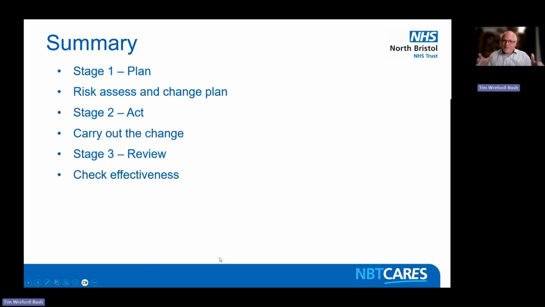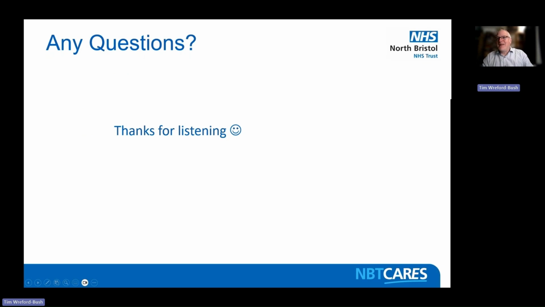So I've whizzed through that. The summary is: stage 1, plan. Then you do your risk assessment and you change your plan. Stage 2, act, carry out the change. And then stage 3 is review and check effectiveness. And that's basically the summary of the thought process we go through. But yes, I hope you found that helpful.